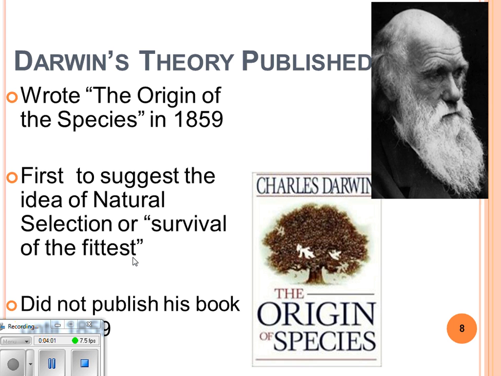He wrote The Origin of Species, and why he was so important: he's the first to suggest the idea, with evidence, of natural selection or survival of the fittest. And yes, Lamarck was the first to suggest how things changed over time, but that was just sort of an idea. He didn't really have any evidence. Darwin actually collected a lot of evidence. Right? You need evidence to sort of back up any claim or theory.